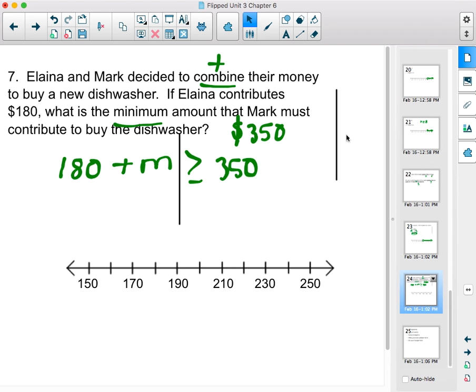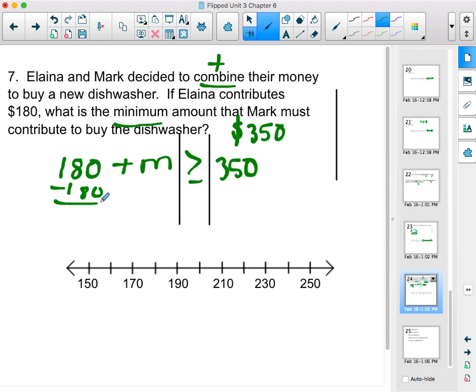I'm going to bring in my train tracks. I have to isolate the variable, so I'm going to subtract 180 from each side. Subtract 180 over here. I get M is greater than or equal to $170.